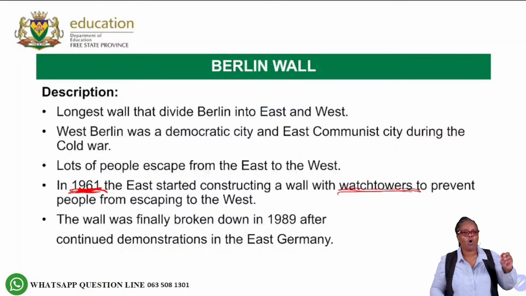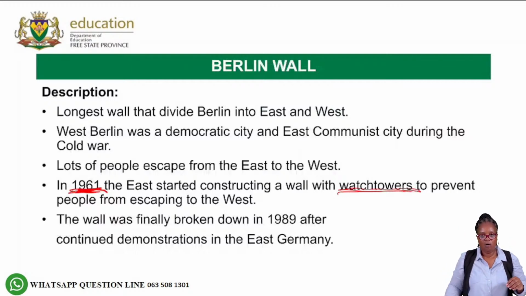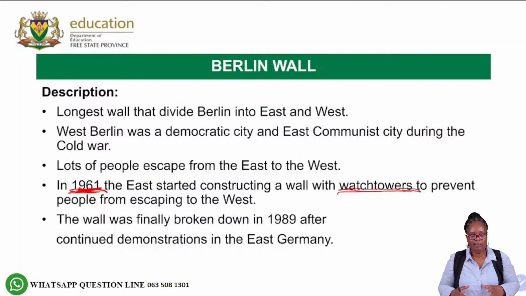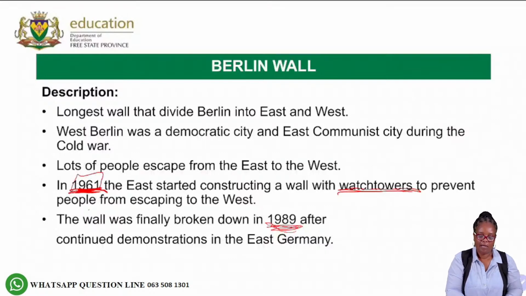These towers, that's whereby they were watching people if they tried to escape to the west. And it was done so to make sure that they stay on their east side of Berlin. Finally, 1989, the wall was broken down. Only in 1989. Remember, it was constructed in 1961 and in 1989, it was broken down.